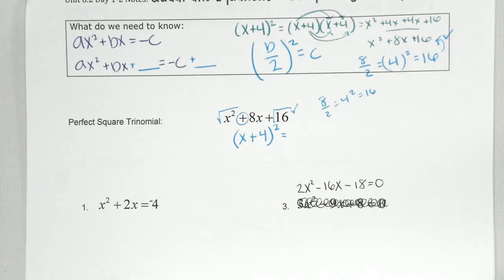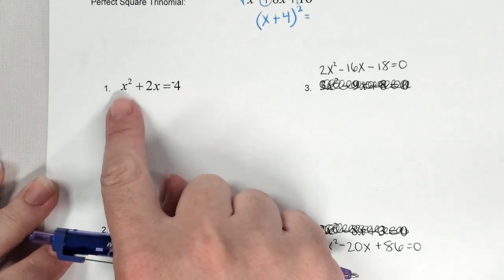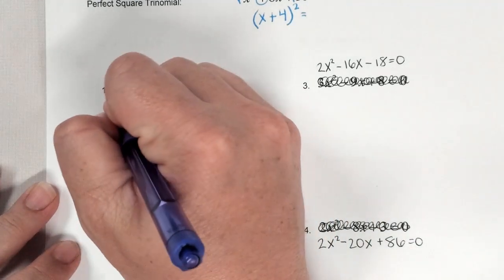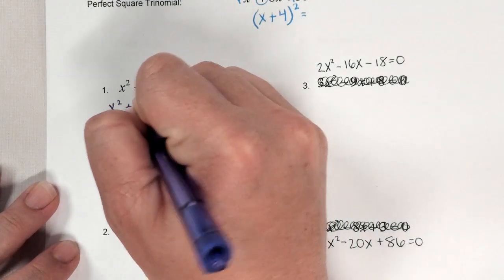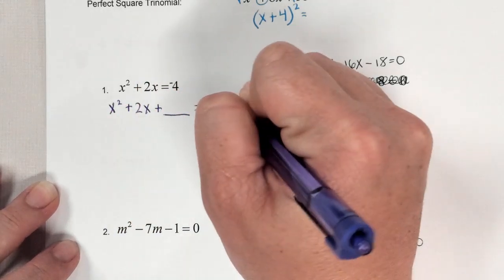Okay, so knowing those things, we're going to get started on some practice problems. So if you look at number 1, it's already written how we want it. It's a, b, c's on the other side, yes? So now I'm going to rewrite it with my blanks. So x squared plus 2x plus something equals negative 4 plus something.